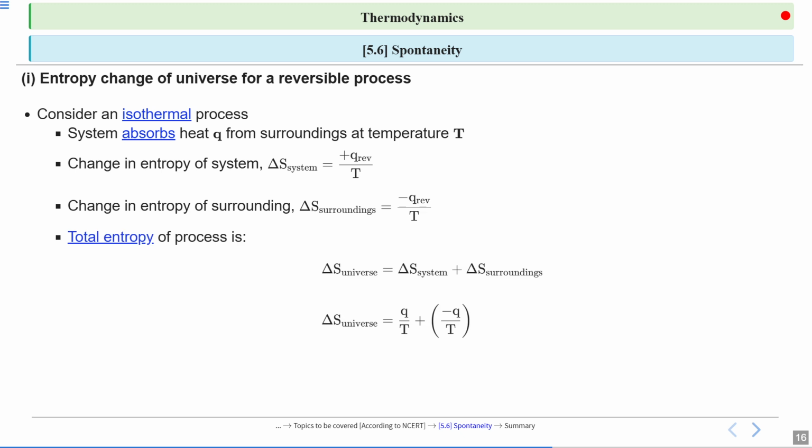Now, what is the total entropy change? Why are we applying this formula again? It's a reversible process, so we can apply this. Now, if you put both the values, Q by T plus minus Q by T. Here I have dropped the notation of reversible for heat change, so you don't have to worry about it. Now next, what will happen? For a reversible process, the delta S universe will come out to be 0, or the total entropy change will be equal to 0.